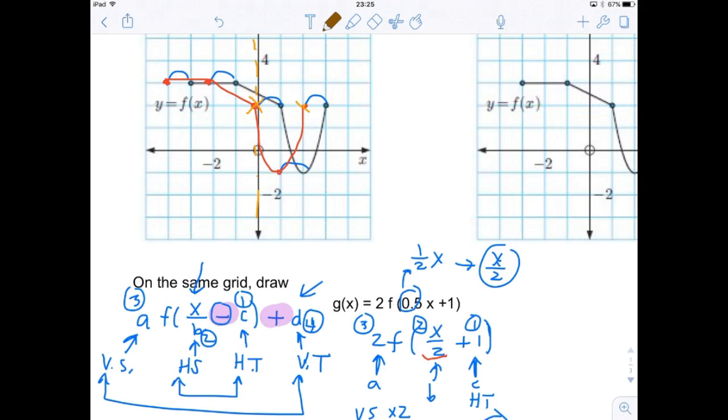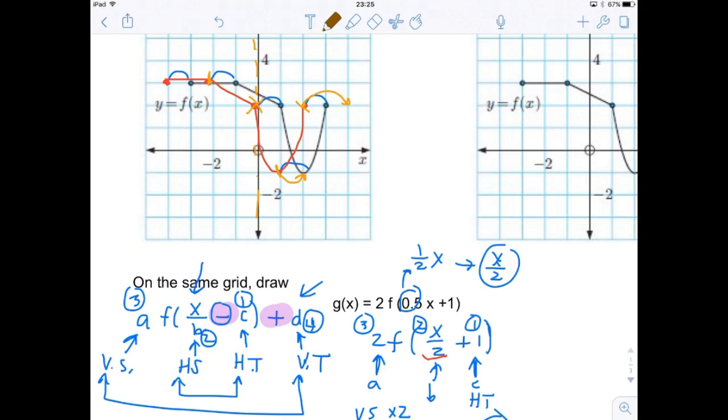This point here is 2 units away from the y-axis, so we're going to multiply that by 2. We're going to move it to 4 units away from the y-axis. Okay? This point here is 1 unit away from the y-axis, and we want to double it, so it's going to go to 2 units away from the y-axis.